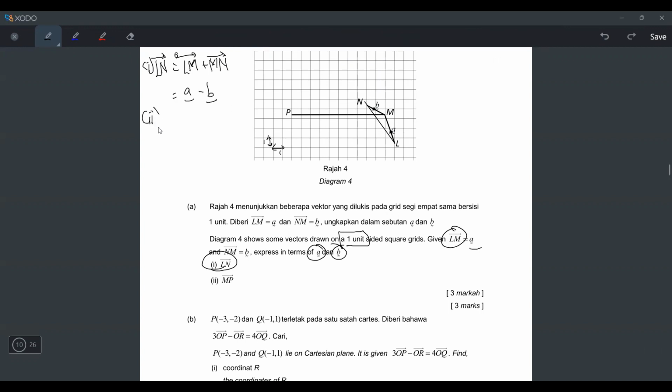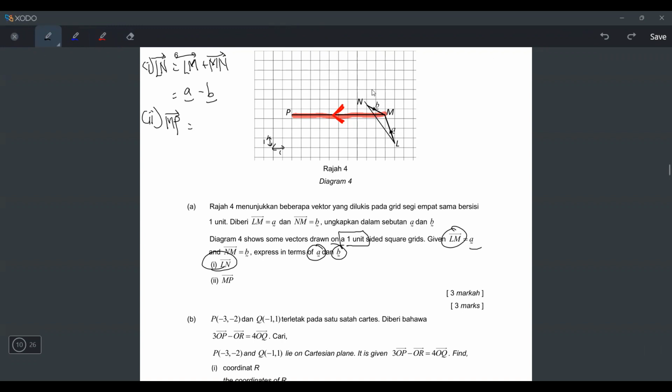Okay, let's go with question 2. Question 2, they want to find vector MP. So let's look at where M and P are. MP is here, right? M to P. So they want me to find this vector, the arrow going towards P. So how do we find this vector?